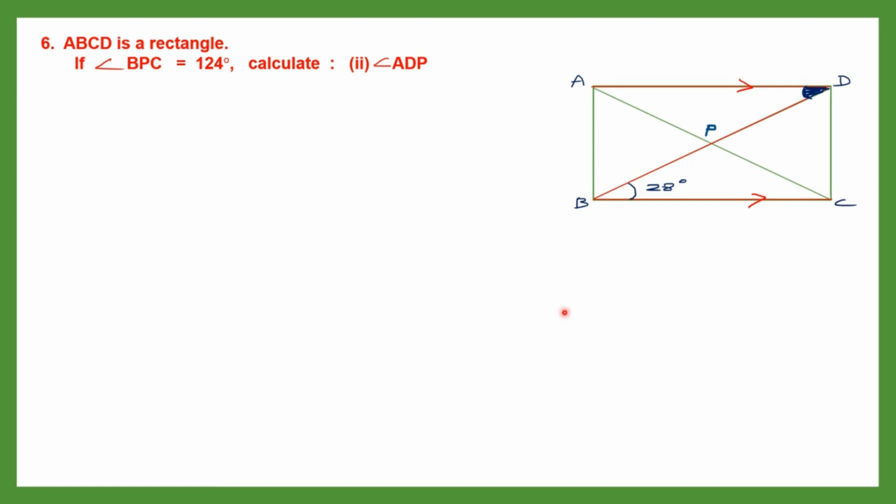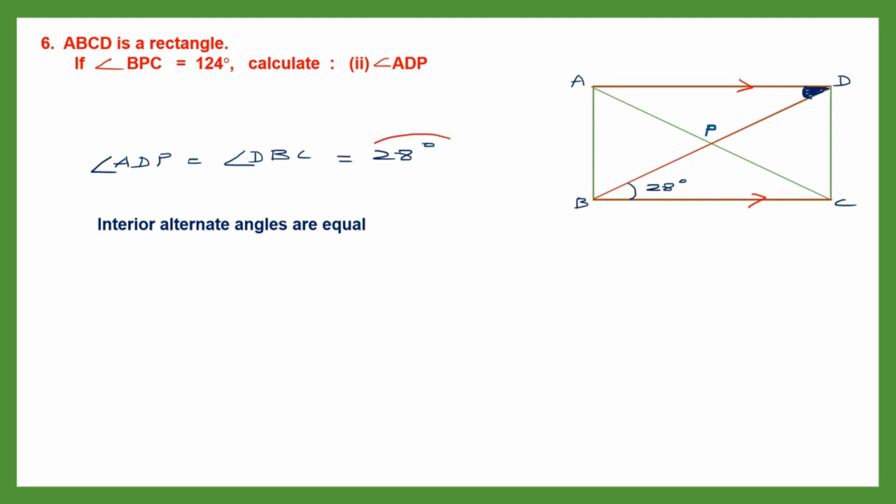So if you have a transversal cutting like this, then angle D and angle 28 will be equal. Why will they be equal? Because they become interior alternate angles. So interior alternate angles are equal. So we can write this as angle ADP, which we have to find out, is equal to angle DBC. That is equal to 28 degrees. So we have found the value of angle ADP, which we have been asked to find out, and that is 28 degrees, and we made use of this property that interior alternate angles are equal.